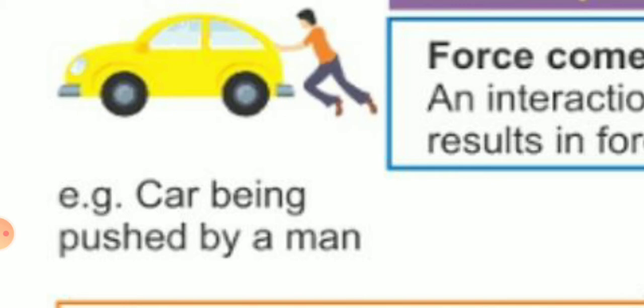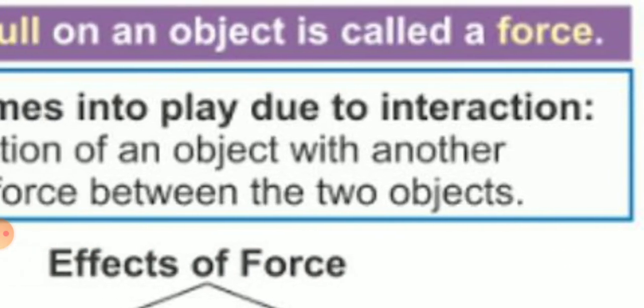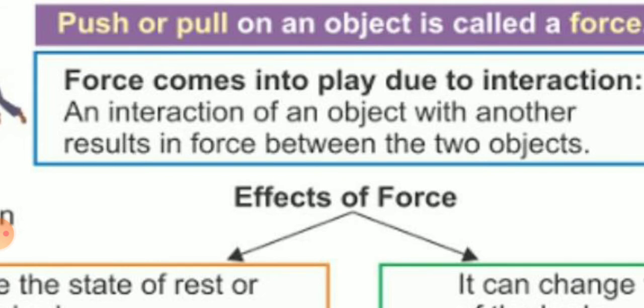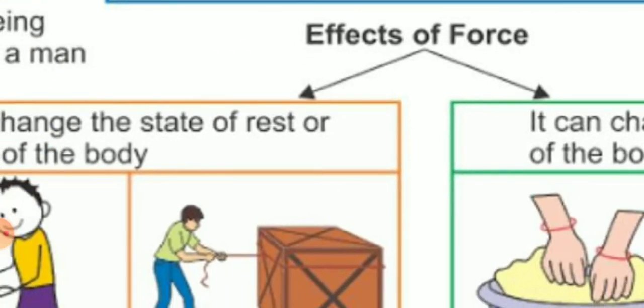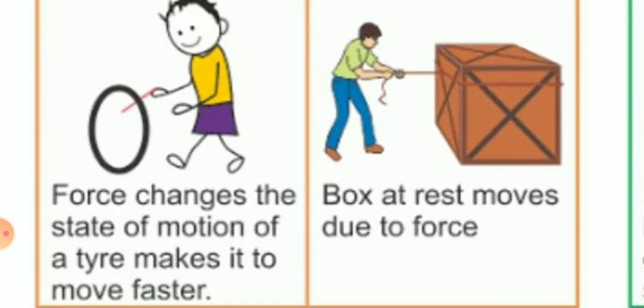Here you can see that a man is pushing a car. And here also you can see that a girl is pulling a chair. A girl is pulling it. So what is force? Force is basically the push or pull of an object. What could its effects be? It can change the state of rest or motion of a body. It means if a tyre is rotating, and a child goes there and puts a hand on it, it will stop moving. So earlier it was in the state of motion, but by applying force it came to the state of rest.